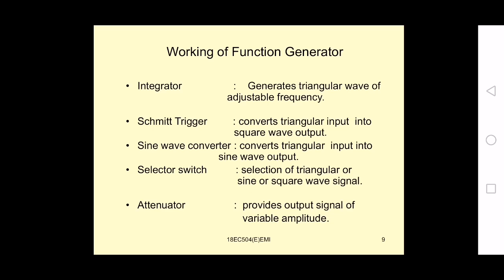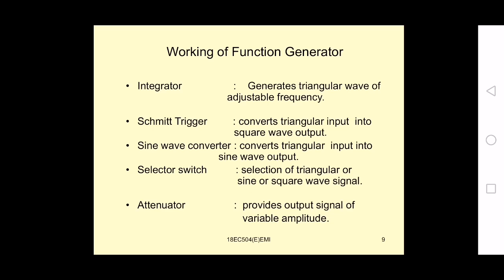And the selector switch, which is used for selection of either triangular or sine or square wave signal. Attenuator will provide the output signal of variable amplitude. For amplitude control we are using the attenuator. So if the question is the working of function generator or explain the basic block diagram of function generator, then you have to draw this block diagram and write these 5 lines. You will get the 3 marks. For 5 marks I am going to explain in the next one.